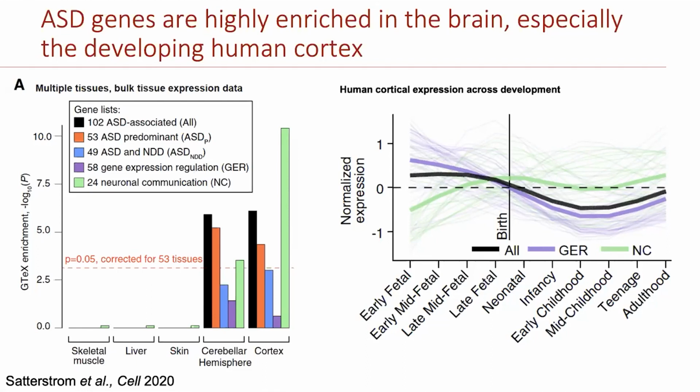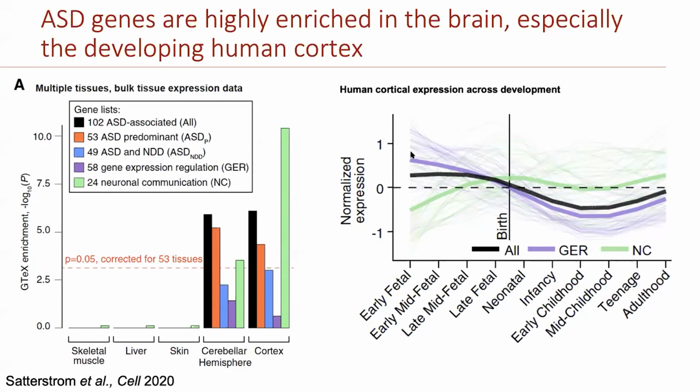But it gets more interesting if you start to split them into the gene expression regulation group and the neuronal communication group. So the gene expression regulation group, shown in purple here, while it is slightly enriched in the brain, it's not dramatic. In fact, it's not even significant after you correct for the 53 tissues we tested. In contrast, the neuronal communication genes are very, very much enriched in the cortex. And so here we have the first difference between these two groups. The gene expression regulation genes are ubiquitously expressed generally. They're expressed in almost all tissues, whereas the neuronal communication ones, unsurprisingly from their name, are much, much more cortex and brain specific.